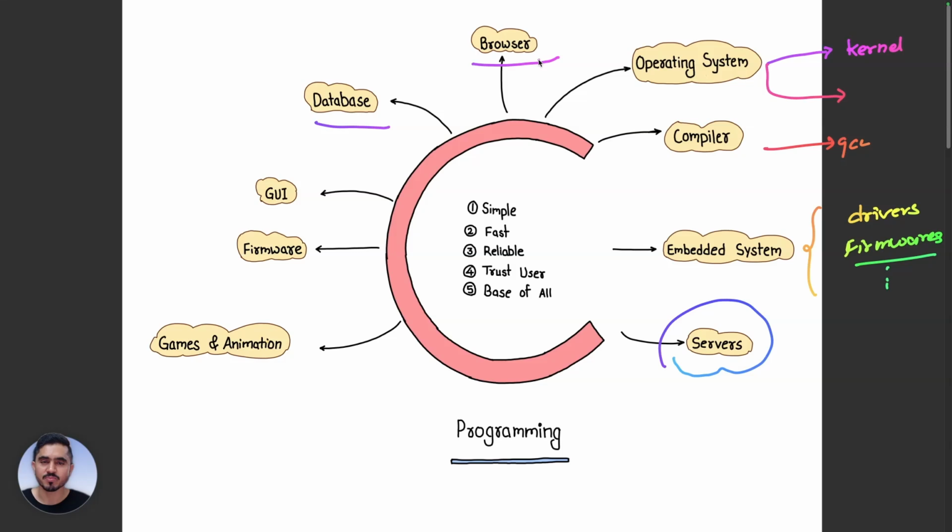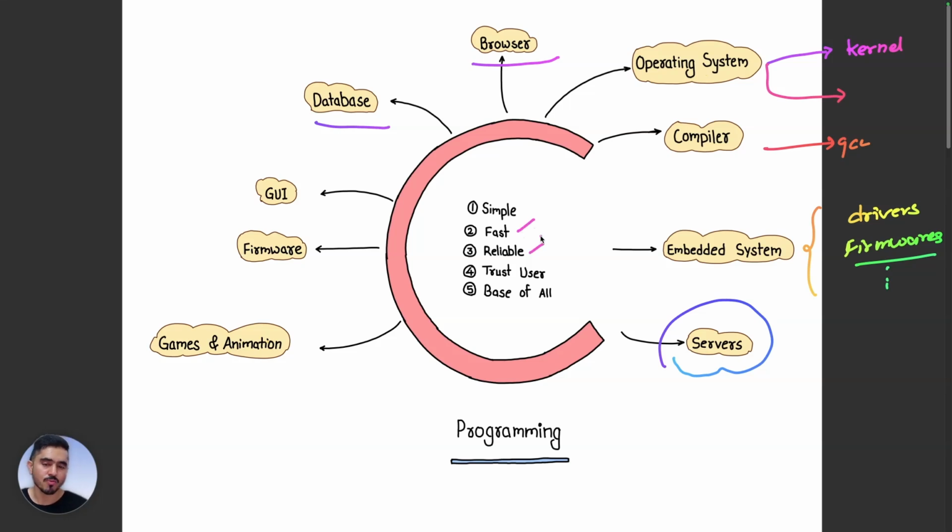And C is built on some basic fundamental principles. One of the first fundamental principles is simplicity. C is a really simple programming language. It is more like understanding a natural human language, and that's why C is one of the first programming languages that we start learning when we delve into the world of programming.